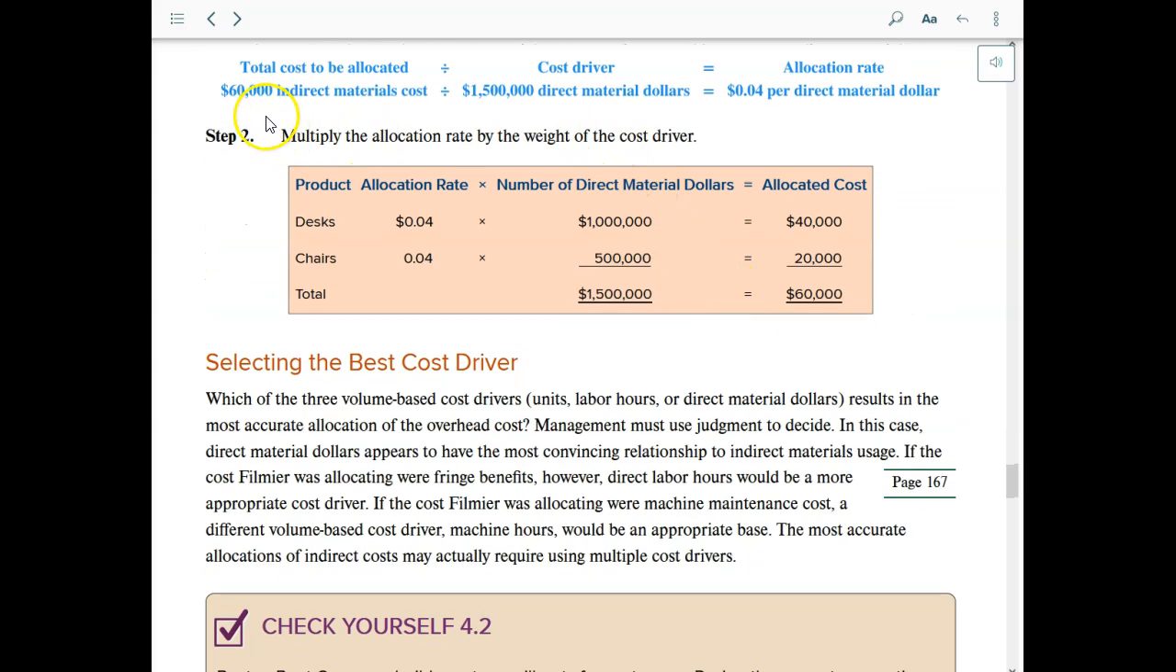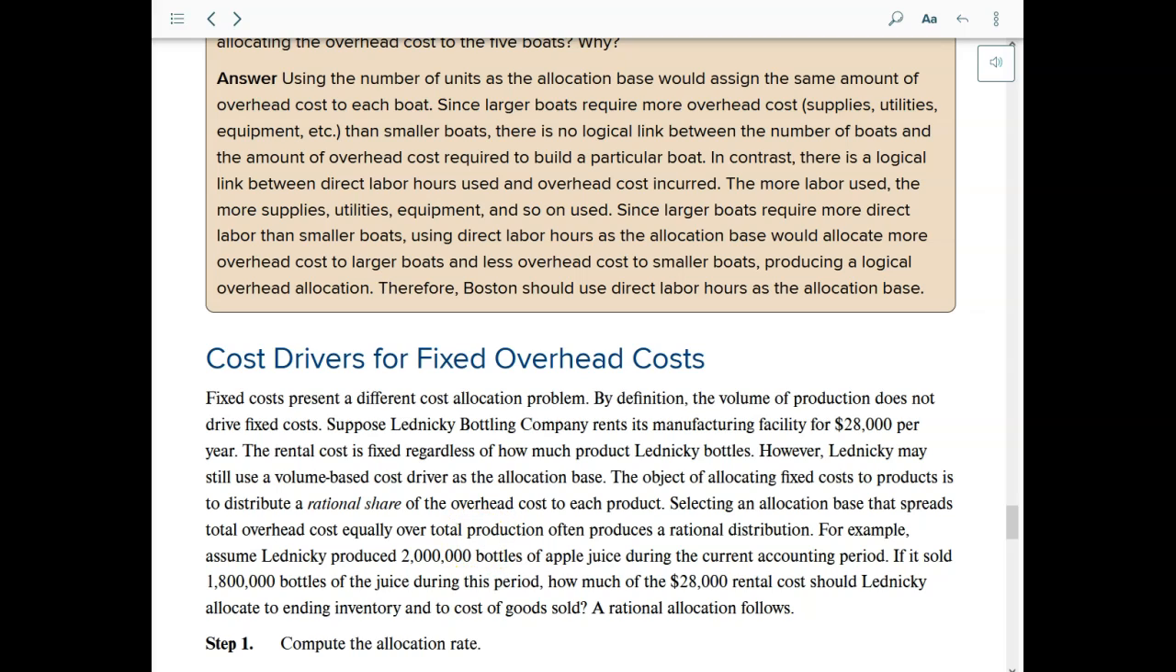If we do that, we'll take, again, the same $60,000 divided by 1.5 million direct material cost. Gives us 4 cents per direct material dollar as our allocation rate. So the desk, 4 cents times 1 million of the direct material dollars, $40,000. Chairs, 4 cents times $500,000, $20,000. So here's another way we could divide the $60,000. Again, your choice for your company. Which is the best cost driver? It is totally up to you.